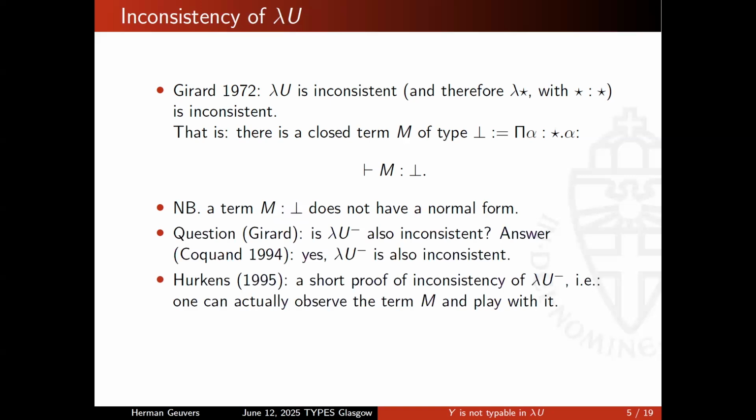All right, now there were some questions here. So there's been going on after this. Girard asked the question whether lambda U minus is inconsistent, if you kick out this polymorphic, this higher order quantification. And Coquand in 1986 showed yes, that's also inconsistent. And in 1994, Hurkens gave a very short proof of inconsistency. And why is that nice? Well, you can actually write down the term on a whiteboard and you can look at it. And you can play with it and cuddle it and that stuff. And so you can even make a picture out of this. Okay, it's very nice. You can operate with that, so that's very cool.